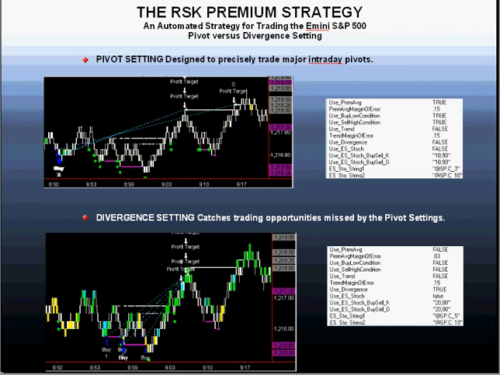As you can see in the two illustrations here, our first trade took place with the pivot setting. That pivot setting, however, would not trade these three additional entries, whereas the divergence setting picked these opportunities up.